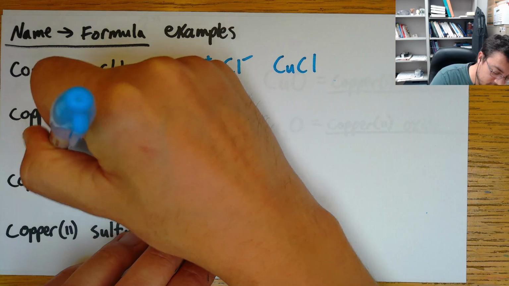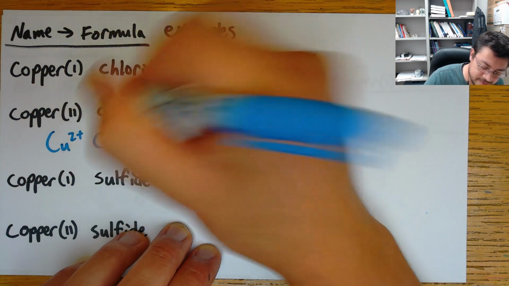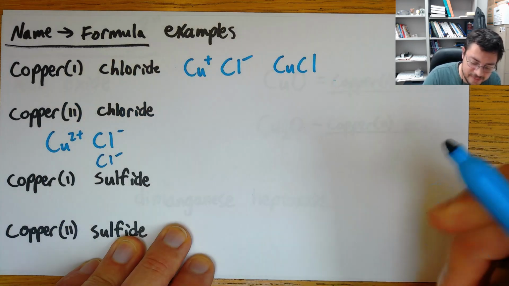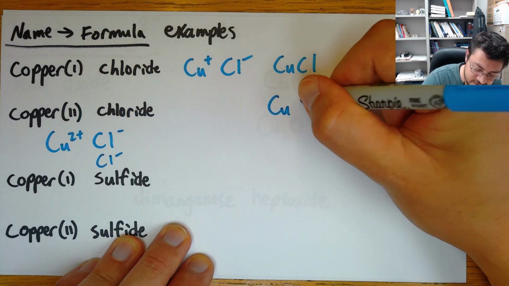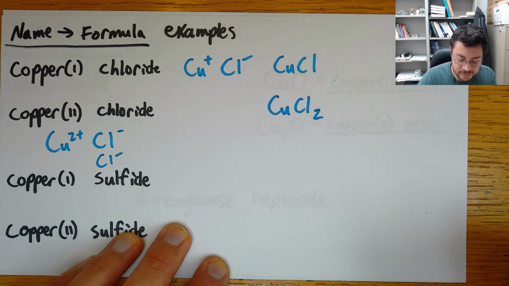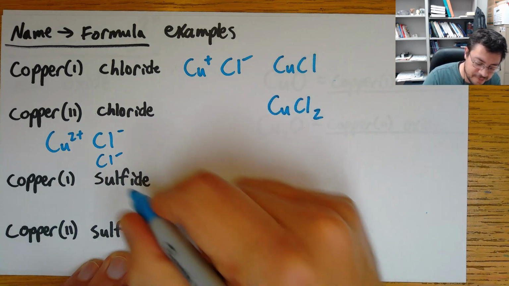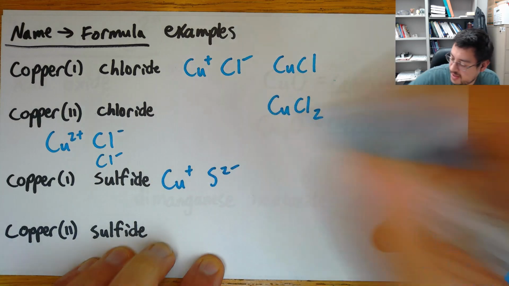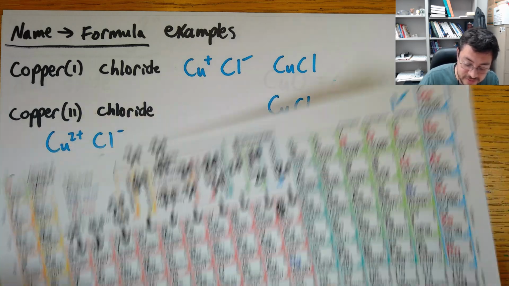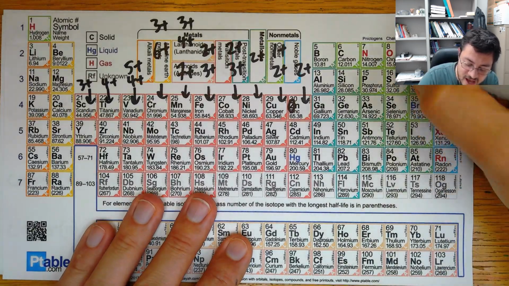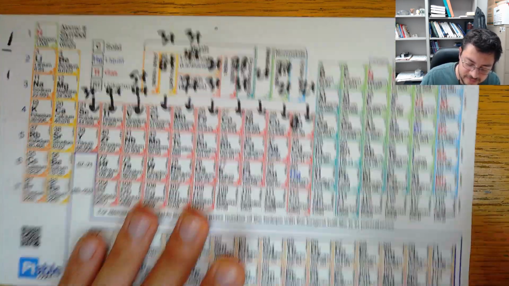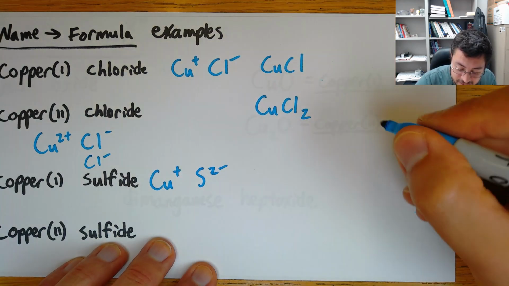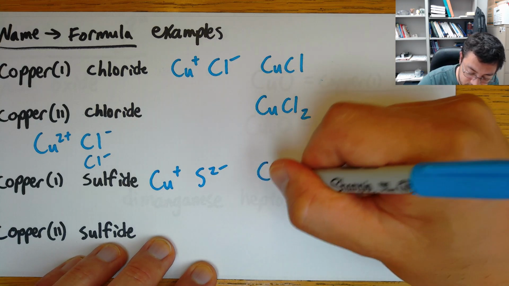Copper 2 chloride. We need 2 chlorides to neutralize that copper, so we're going to get CuCl2. All right, copper 1 sulfide, Cu plus, S2 minus. Sulfur is in the same group as oxygen, the 2 minus column. Cu plus, S2 minus. So we're going to get Cu2S.